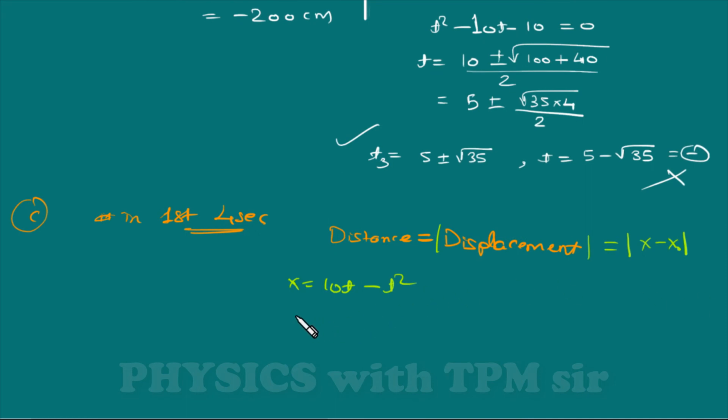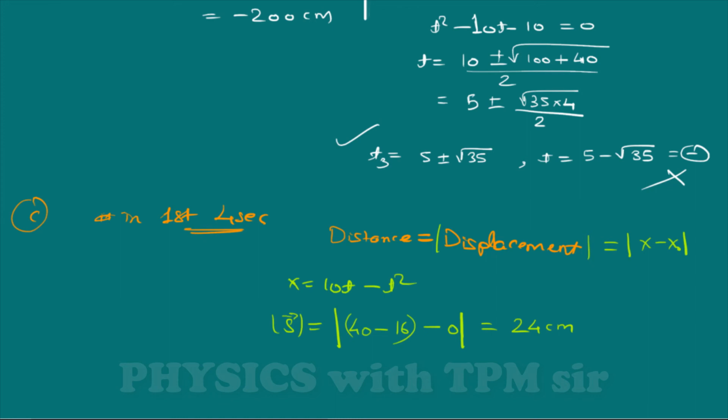So the magnitude of displacement will be the modulus of, now just let me put 4 seconds, 40 minus 16. Final position minus initial position, where initial x is equal to 0. So we will get 40 minus 16, what is it? 24. Yes. So 24 centimeter. So in the first 4 seconds, distance traveled and displacement both will be equal to 24 centimeter.